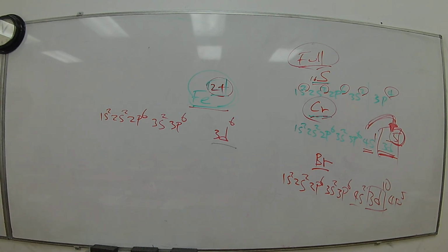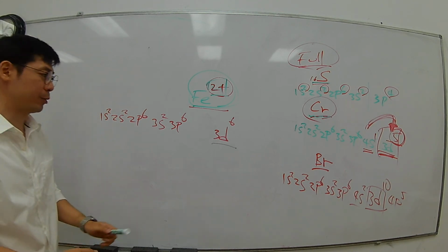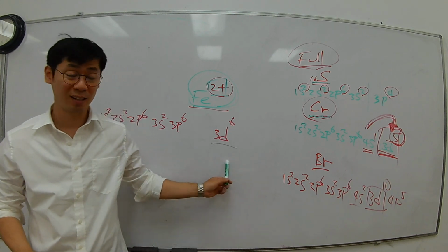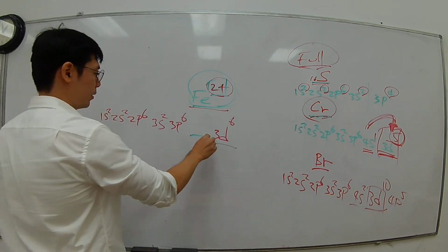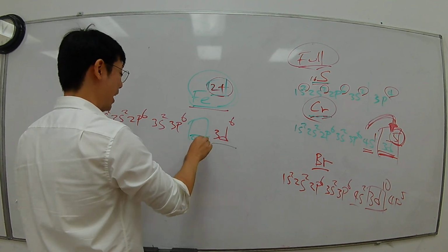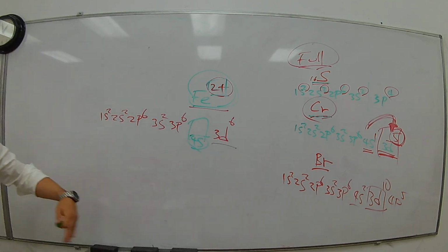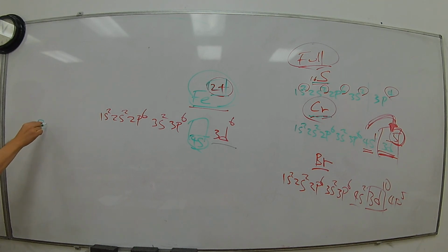You're putting the electrons lastly on the 3d block, but when they're losing electrons to react, they lose the electrons from the outermost, the 4s, first. That is one of the questions.